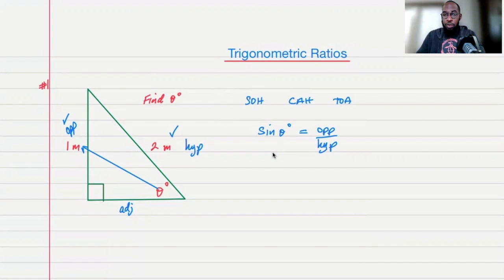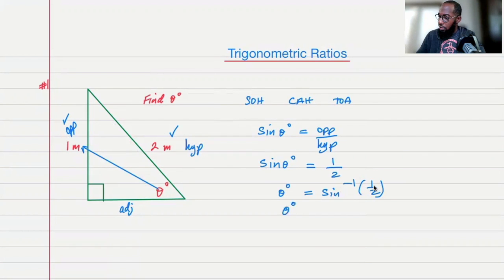All right, so now we're going to substitute. Sine theta degrees is equal to opposite over hypotenuse. Opposite is 1, hypotenuse is 2. Now theta degrees is equal to sine inverse, open bracket, 1 over 2. I tell students, make sure you put your ratio in a bracket.